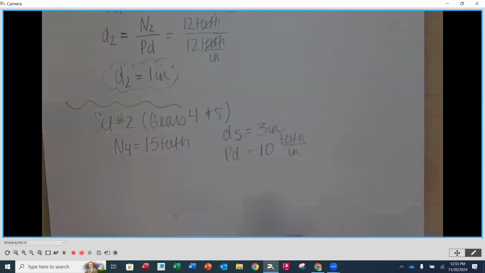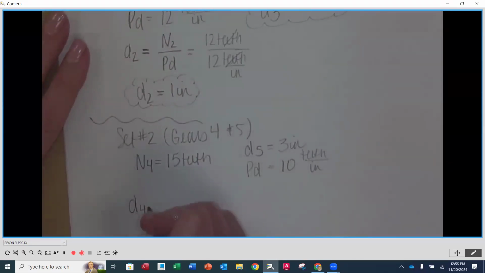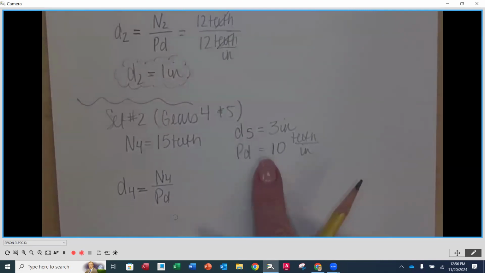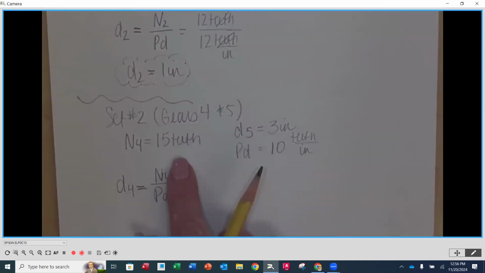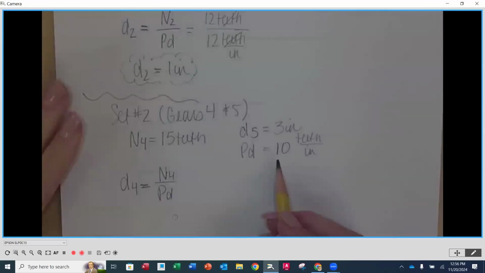Now, if I want to figure out the pitch diameter for number 4 here, I have D4 equal to N4, which I know, divided by the diametral pitch of gear number 4. Do I know the diametral pitch of gear number 4? I do. What is it? If it's meshed with gear number 5, they have to be the same. So they're giving us the diametral pitch for gear number 5, so that has to be the diametral pitch for gear number 4 if they are in engagement. Okay. So we know that to be 10.